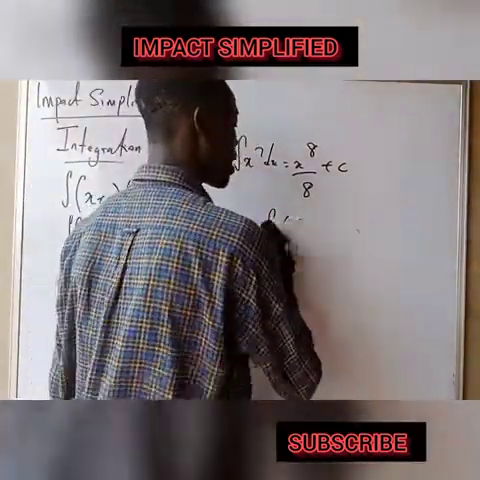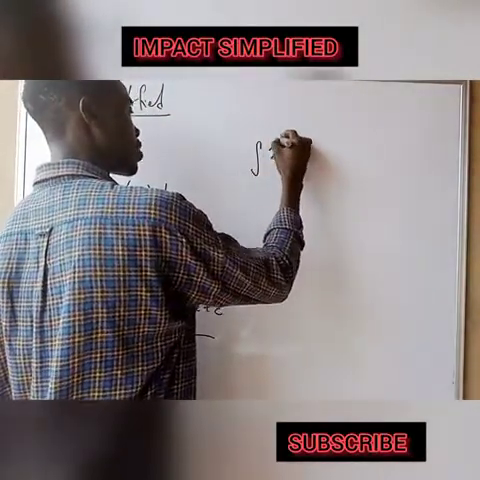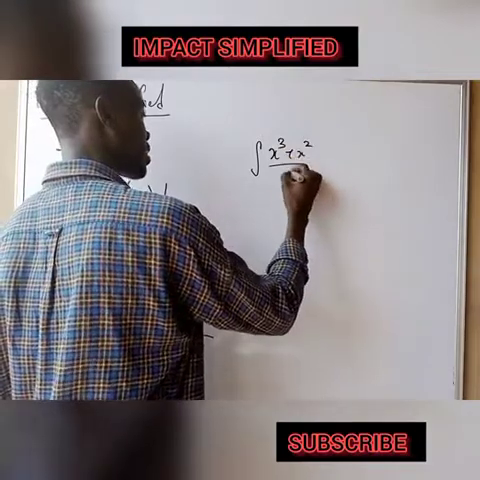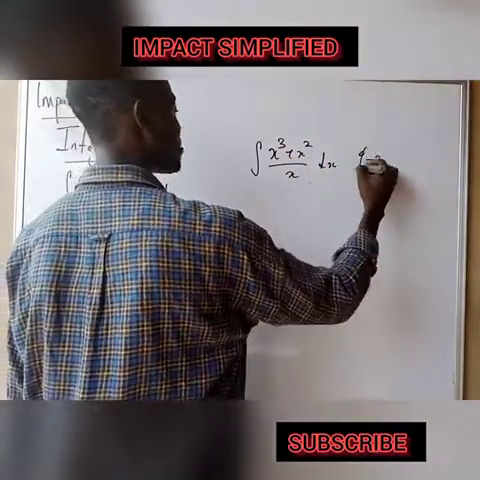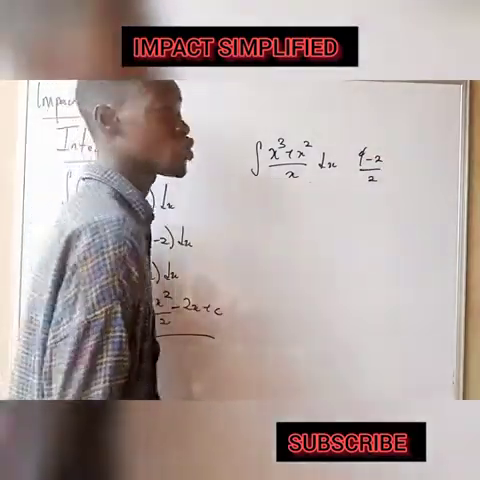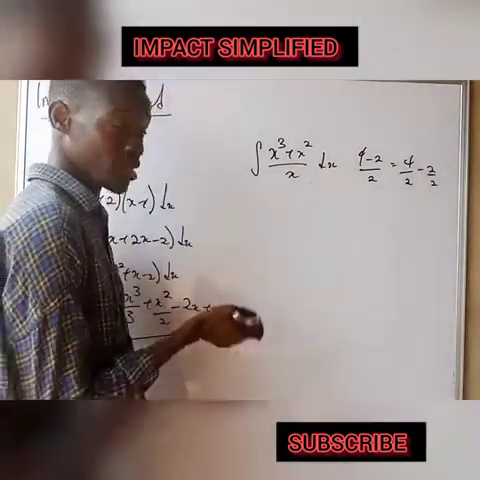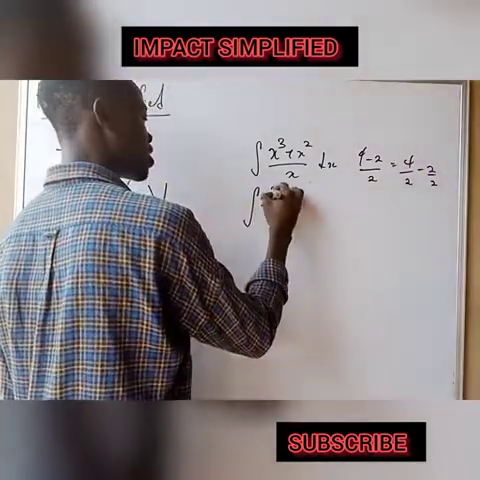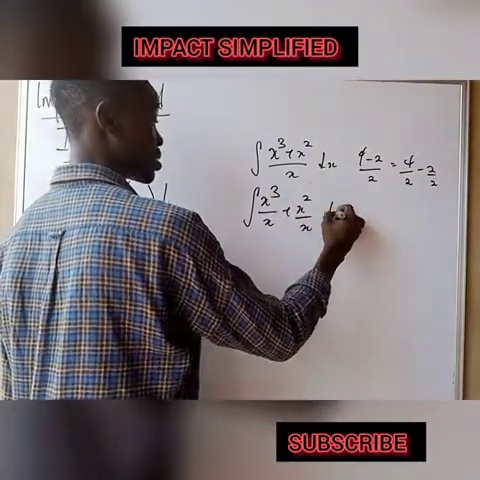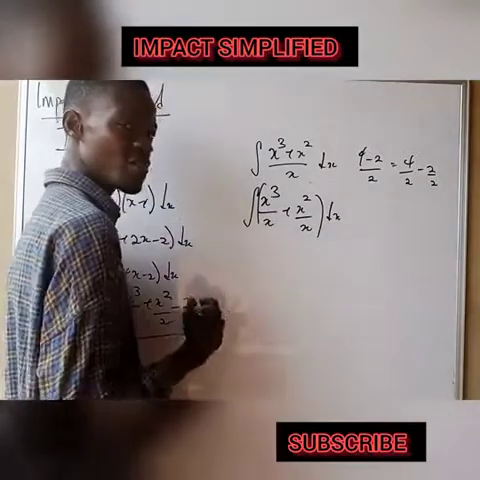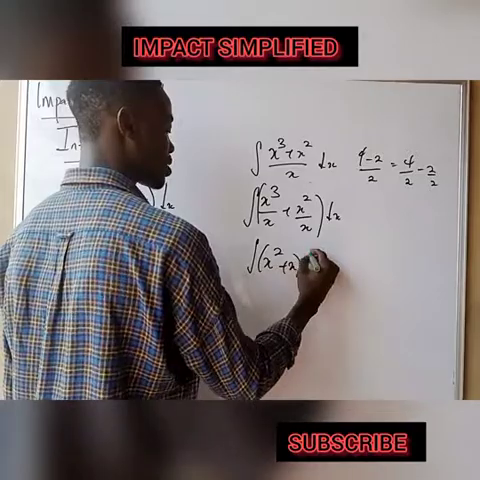Now let's look at a question that pertains to the quotient rule. We have the integral of x cubed plus x squared over x dx. So how can you integrate this? Don't forget that in mathematics, if you have 4 minus 2 over 2, it's going to give us 4 over 2 minus 2 over 2. Do we get it? And this will now give us x cubed over x plus x squared over x dx. That means you will just divide everything by x. And this will give us x squared plus x dx.